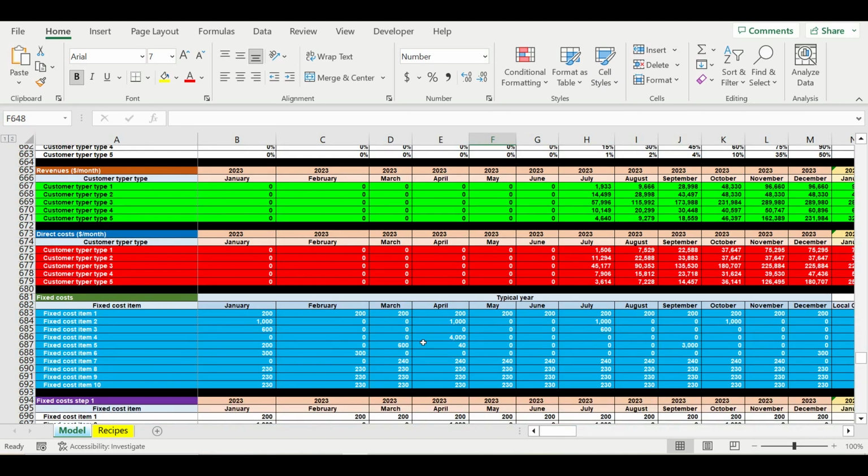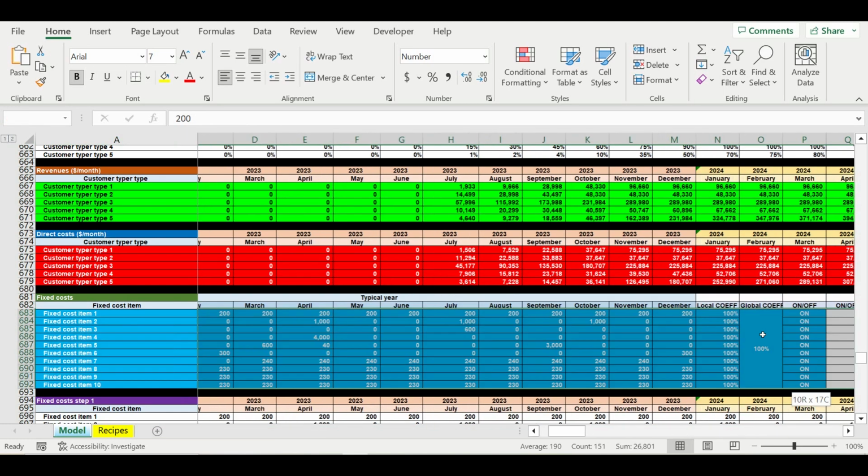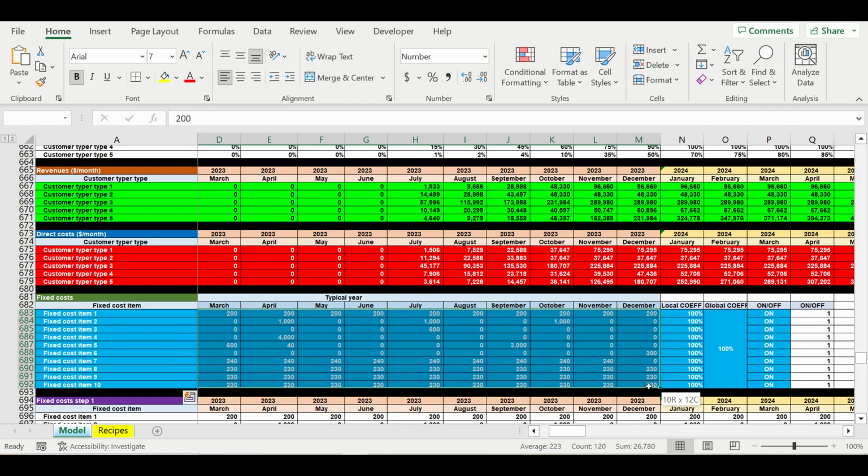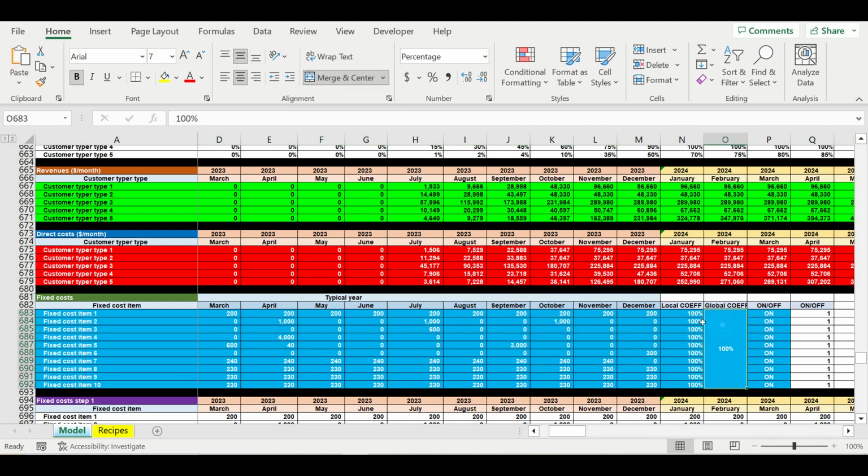Then we are moving to fixed costs. So here we have the list of fixed costs. Then we have the typical year. Fixed costs, despite being called fixed, may have some seasonality, and here we have the typical year from January to December, where we will be allocating these costs. We have global and local coefficients for these costs. We can switch them on and off from calculations.